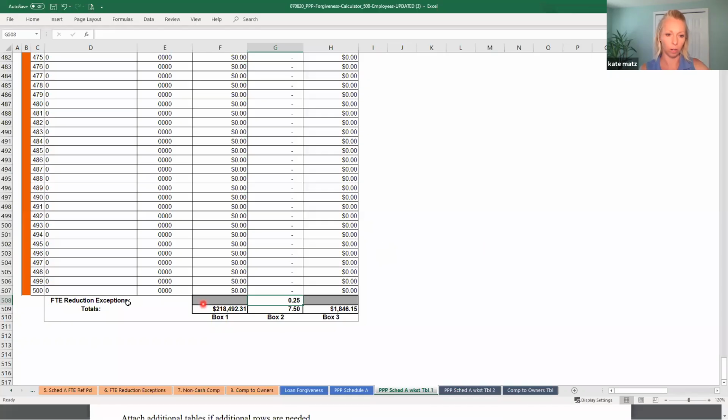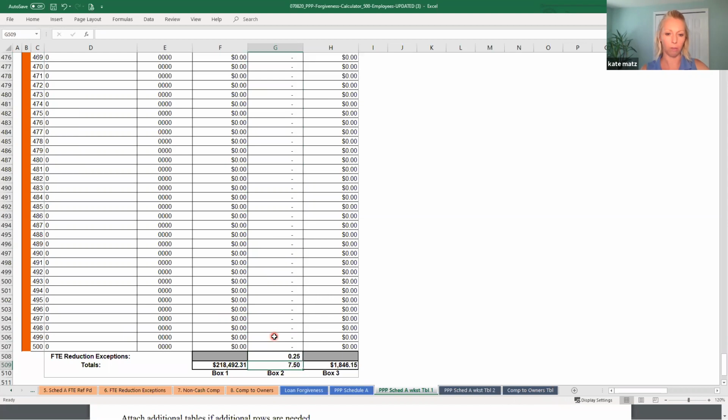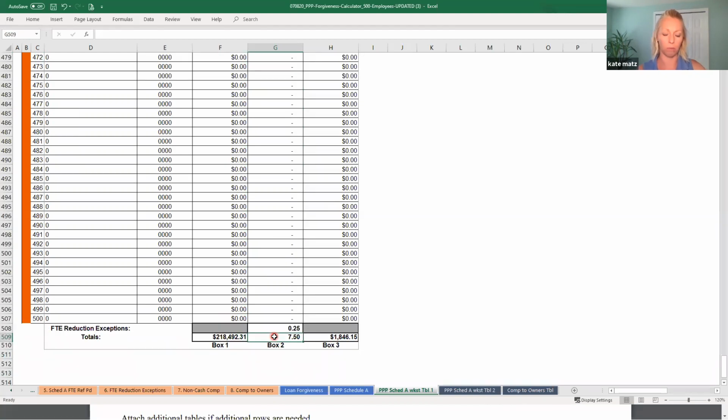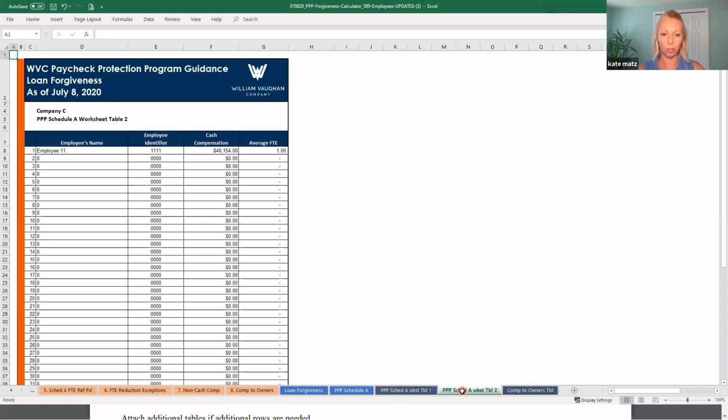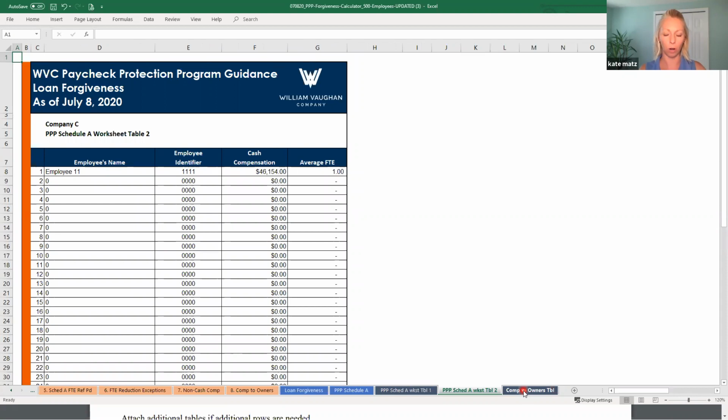So same thing over here. We've got our 0.25 that will get added back in for our FTE reduction exceptions. Our FTEs up above, and we just add up person by person. Our 7.25. We add back in the 0.25, and that's where we get our 7.5 FTEs for the folks that were under that $100,000. So you've got a similar tab here for the table 2, folks that are over $100,000, and then same thing for the owners.